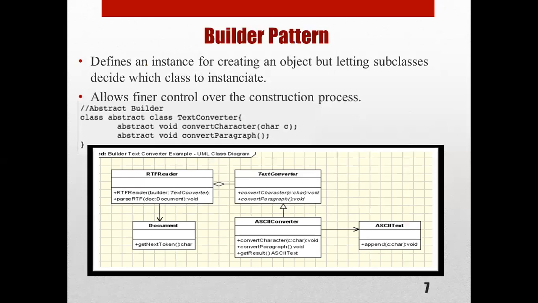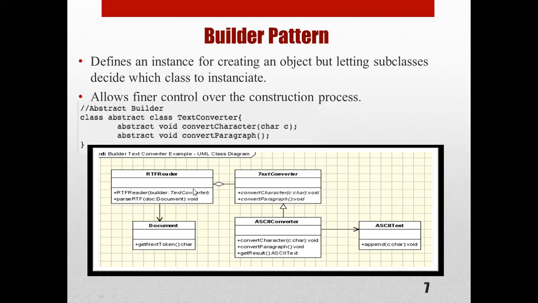The next pattern is the builder pattern. It defines an interface for creating an object, but lets subclasses decide which class to instantiate. In the builder pattern, it defines an instance for creating that object, but subclasses are there who can decide which class will be instantiated. It allows finer control over the construction process.